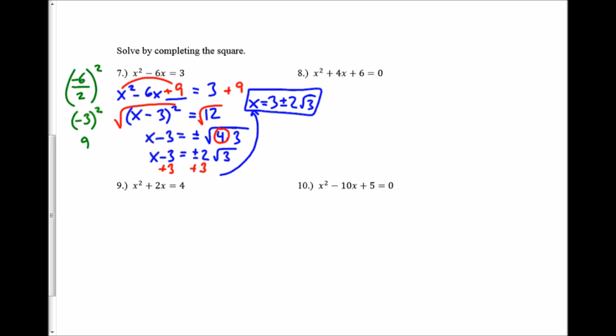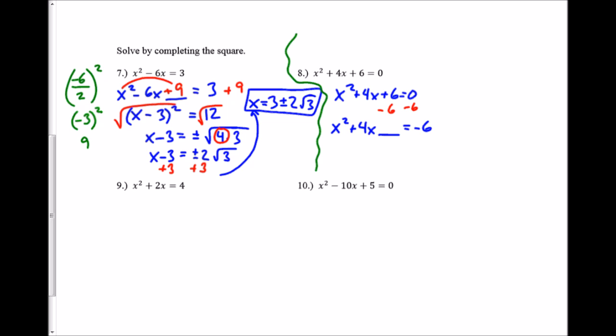In number 8, I'm going to solve this one by completing the square also. But in number 8, I've got x squared plus 4x plus 6 equals 0. And again, the first thing I want to do is I want to create space. I want to get rid of that constant term. So I'm going to subtract the 6 from each side. So I've got x squared plus 4x with a little bit of space equals a negative 6. Okay? So I move that guy over.